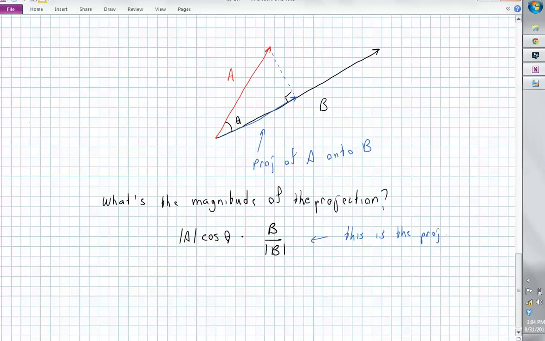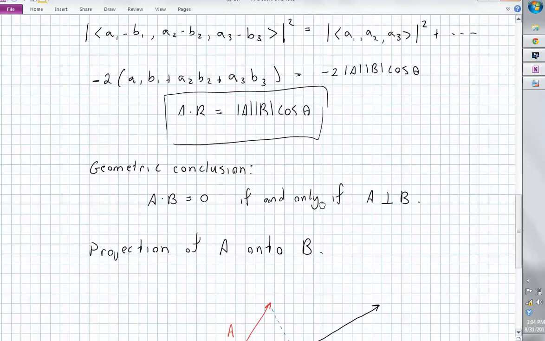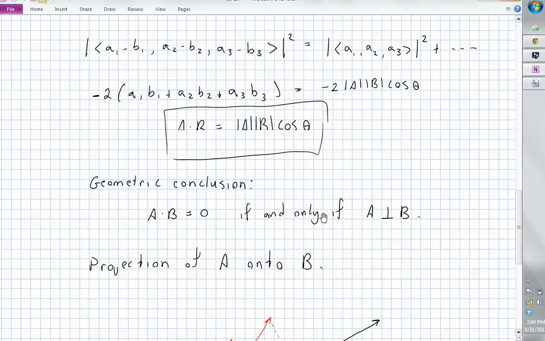But there's this little issue of the theta. Can we get rid of the theta and express this thing in terms of stuff that we know? We don't really know theta. We know A and B. Which formula has cosine theta in it? This dot product identity should do the job for us.